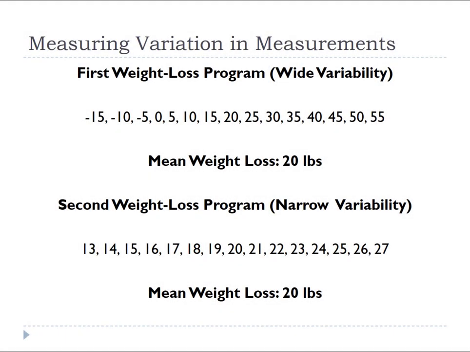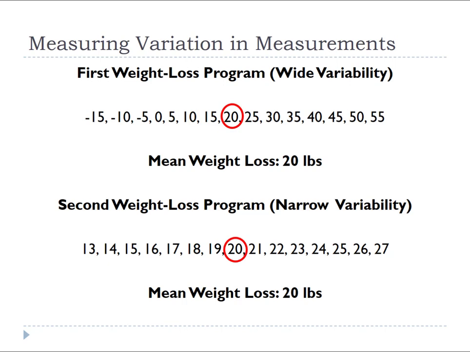Why do we need a measure of the spread of individual measurements around the sample mean? Let's look at a hypothetical example to understand why. Let's say we were told that the sample mean weight loss on a diet program was 20 pounds, based on a sample of 15 individuals. Let's look at hypothetical examples from two weight loss programs that resulted in the same sample mean weight loss. The mean weight loss is 20 pounds for both weight loss programs.